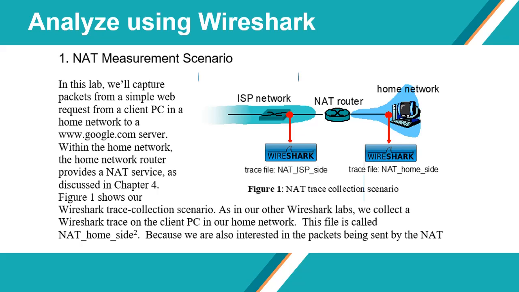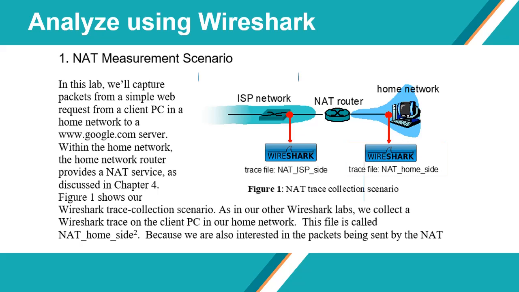Let's analyze NAT using Wireshark packet traces. This is the scenario given in the assignment. The figure shows the Wireshark trace collection scenario. Within the home network, the home network router provides NAT service. A packet trace has been captured from a simple web request from a client PC in the home network to the www.google.com server. The Wireshark trace collected in the home network PC is called NAT home side going forward.